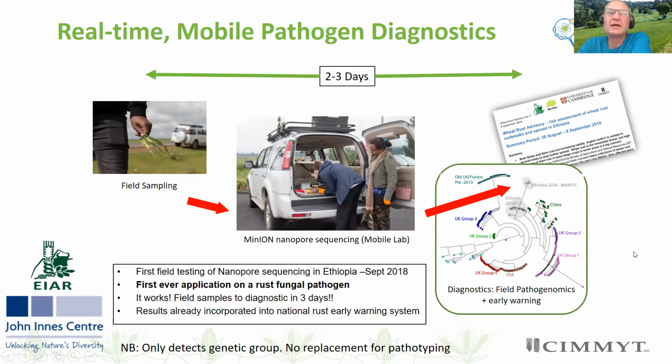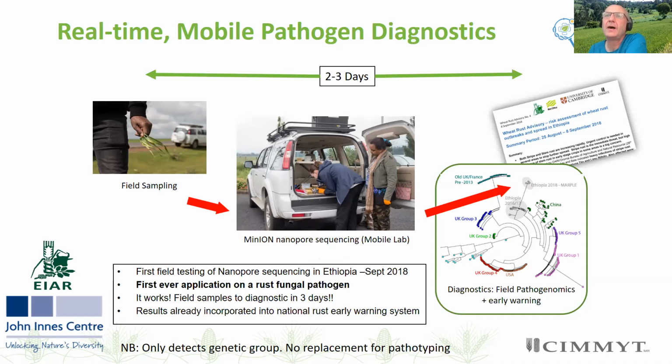Also linking with Diane Saunders' group at the John Innes Centre in the UK, come up with new pathogen diagnostic systems. So this system, it's based around nanopore sequencing. And it's a real, I think, a quantum leap forward. So we can go from a field sample all the way through to getting an identification down to genetic group in just two days.